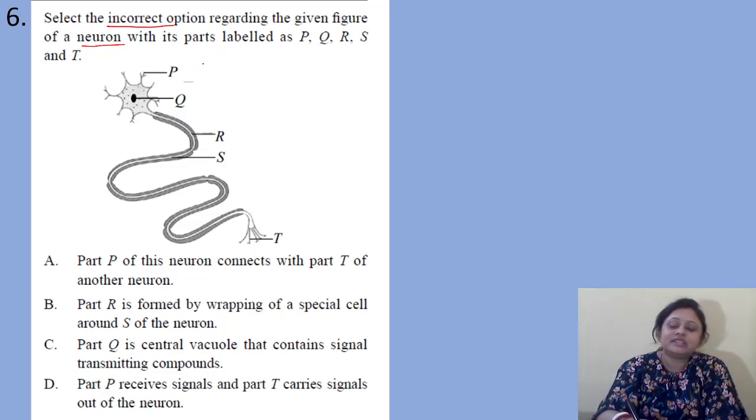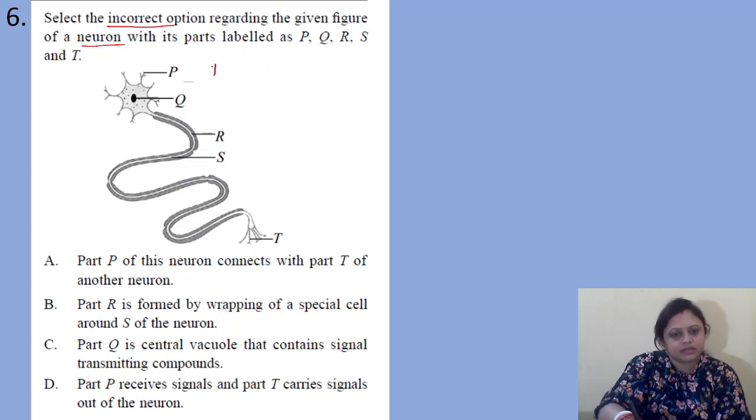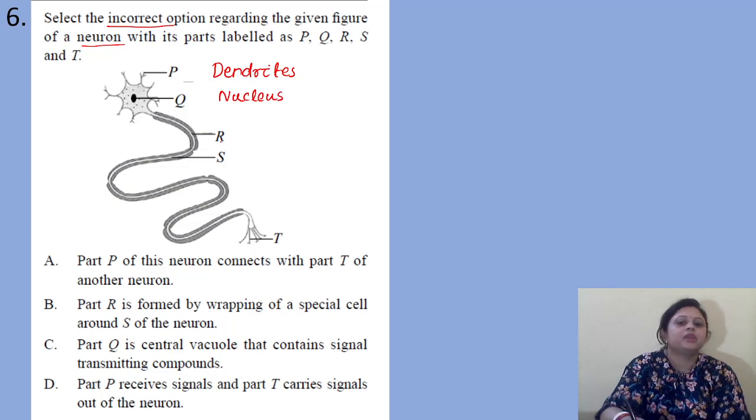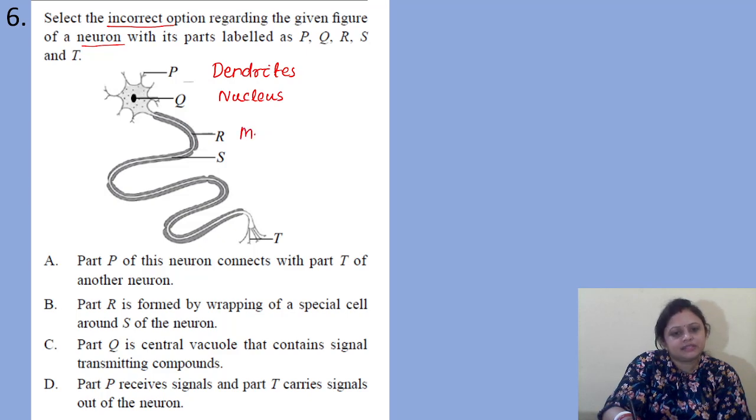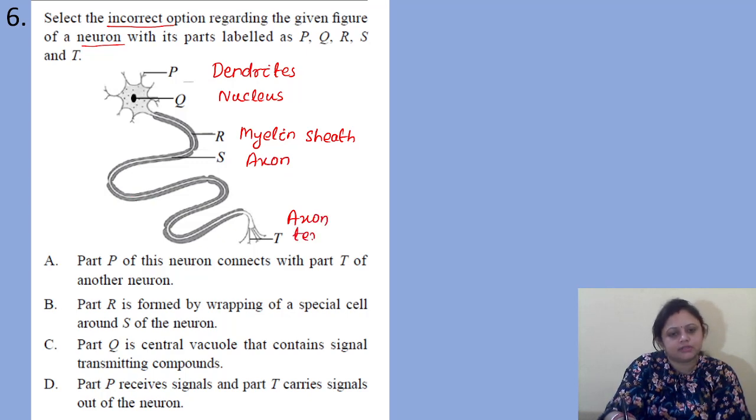So first of all, let us label the diagram. P, these are the dendrites of the neuron. Q is the nucleus of the cell body. R, that is the upper covering, is the myelin sheath. S, that middle one, is the axon. T, these are the axon terminals.